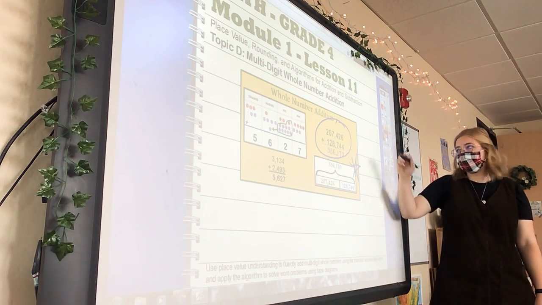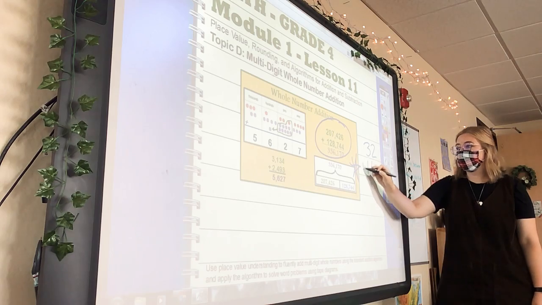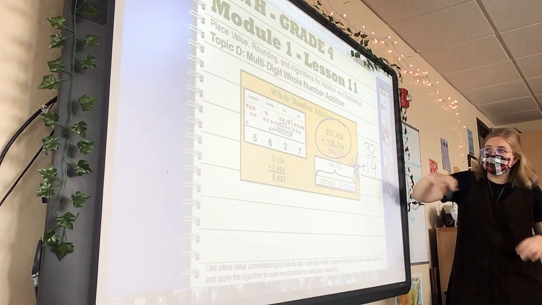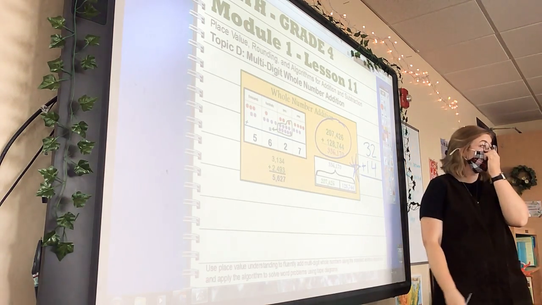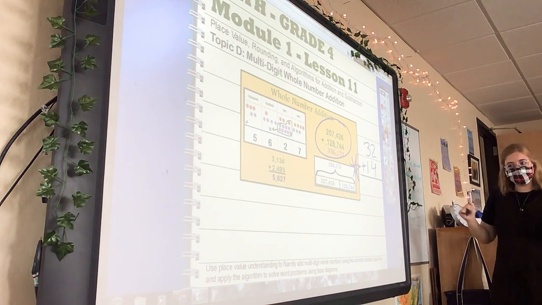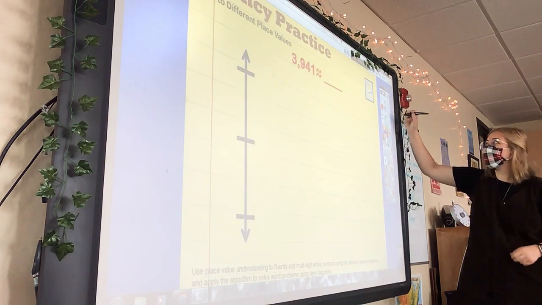So you guys may have done that before with smaller numbers like this. That might be familiar to you. But we're going to kind of increase our numbers all the way up to hundred thousands, maybe even millions. So we're going to have really, really big numbers, okay? But it's exciting. It's fun, okay? So, all right, we're going to get started.